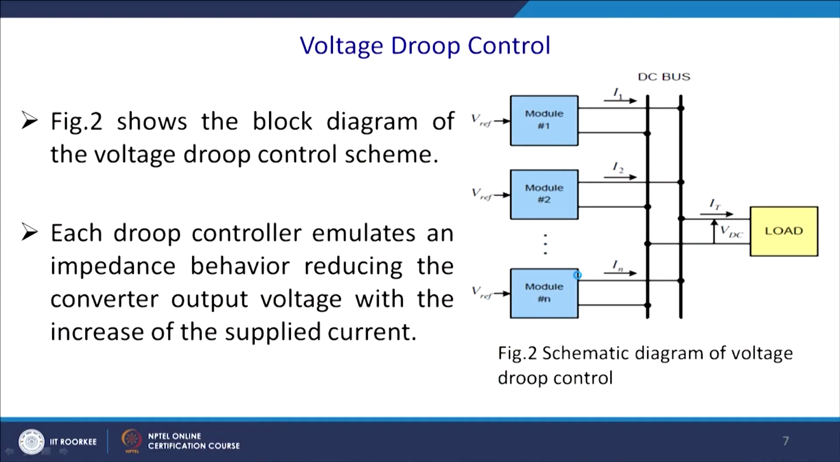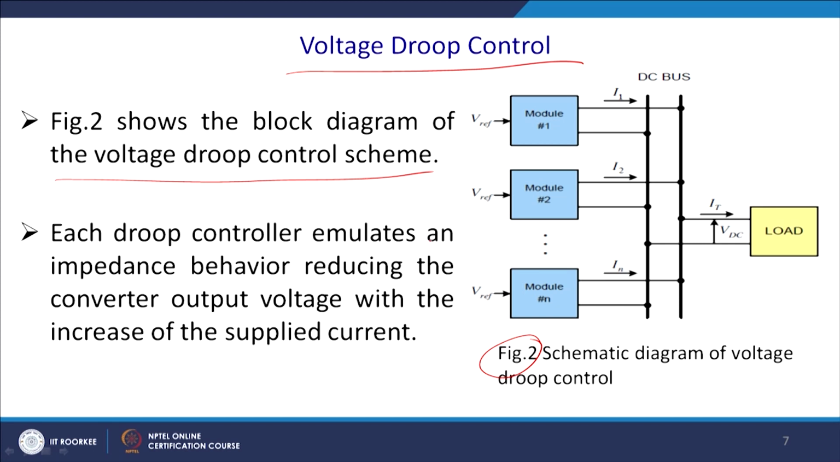Another control is the droop control. That is quite a familiar control here. What we have done is taken from the same control in the AC microgrid or overall grid system, when your frequency drops and all those things. Here, figure 2 is the schematic diagram of the droop control, which shows the block diagram of the voltage control scheme.